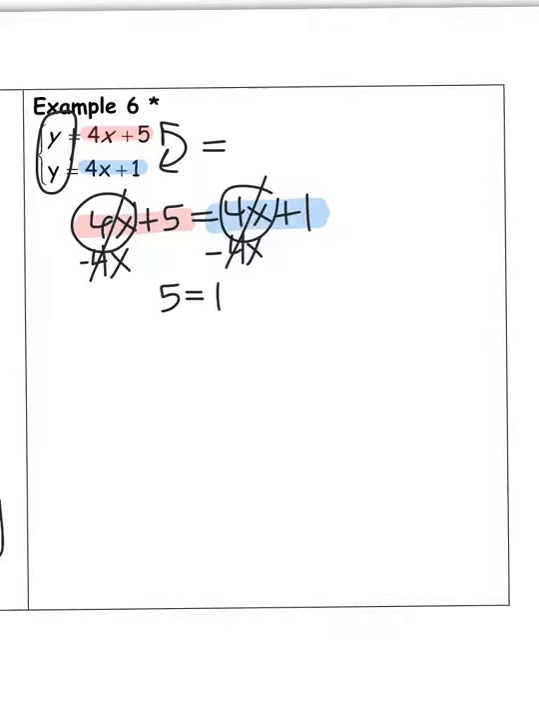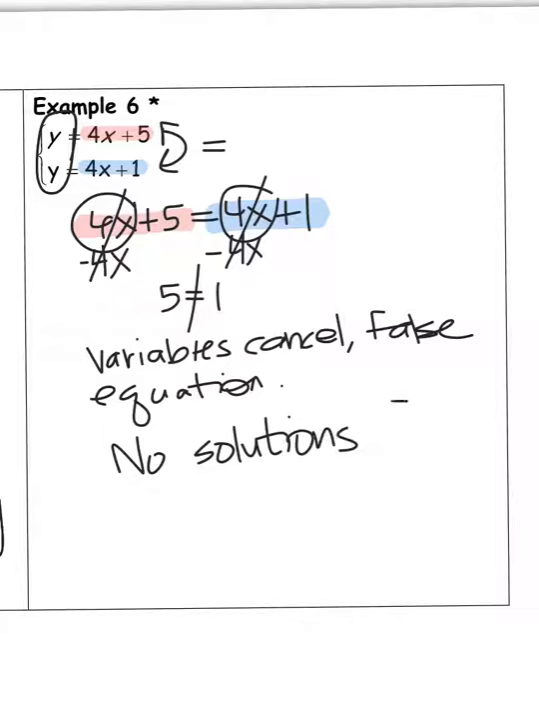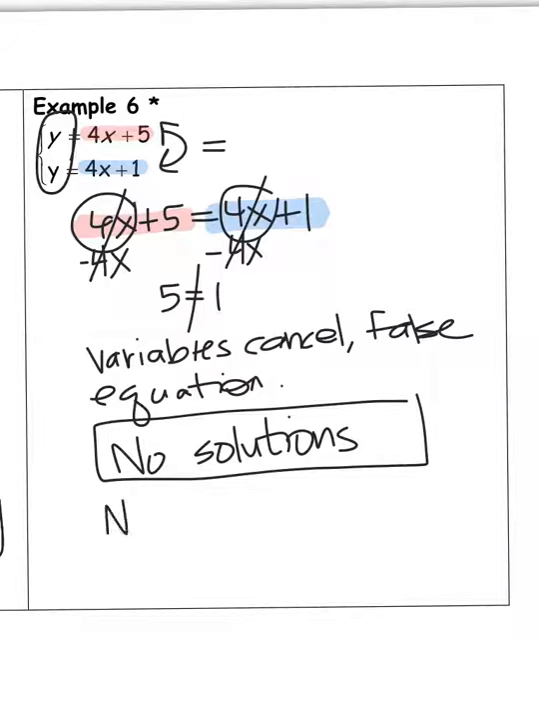Now something very different happened here, because 5 does not equal 1. The variables canceled, and we are left with a false equation. Do you remember what that means from Unit 1? That means that there are no solutions. And in this case, since we're dealing with a system, our answer is not an intersection point, because no solutions means that there are no intersection points.